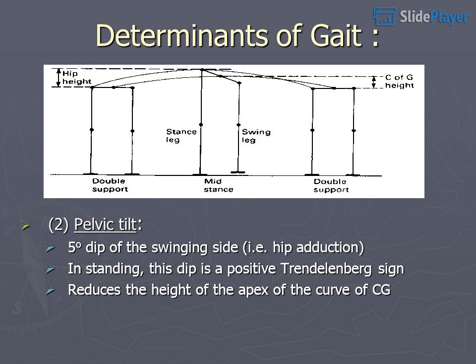Determinants of gait. 2. Pelvic tilt. A 5 degree dip of the swinging side, i.e. hip adduction. In standing, this dip is a positive Trendelenburg sign. It reduces the height of the apex of the curve of the CG.